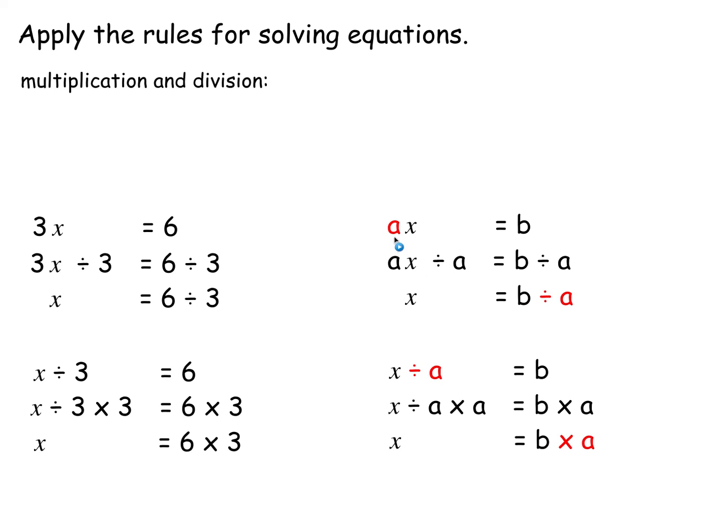So multiplying by a became division by a, division by a became multiplying by a. We usually write them as fractions, so this is a multiplying x. So on the other side we divide by a, so we write it as a fraction, b over a. Here, dividing the left by a, so we multiply the right by a. So division became multiplication. So nice simple rules. Multiply becomes divide, divide becomes multiply. Division is usually the bottom line of a fraction.